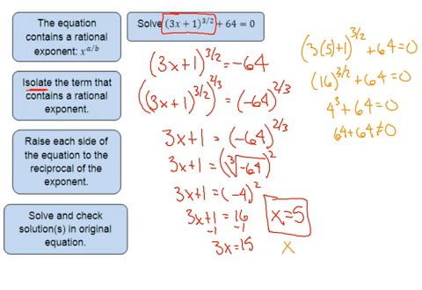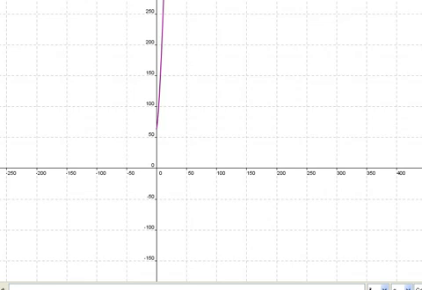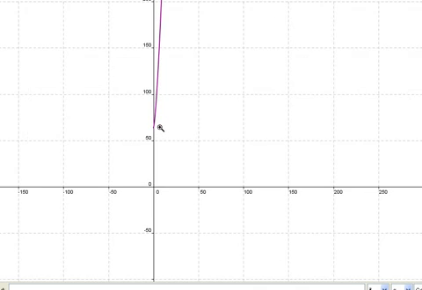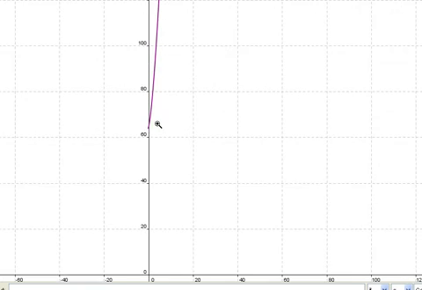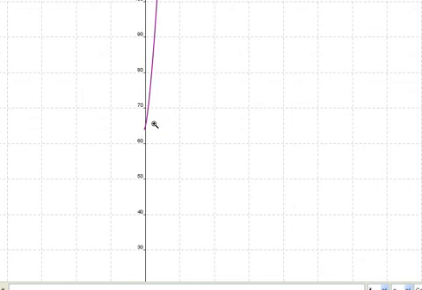When I checked my work, I plugged 5 back into my equation here, and I get 15 plus 1, which is 16. 16 to the 3/2, which is 4 cubed. You get 64 plus 64. That definitely doesn't equal 0. So what that means is I actually have no solutions. When I graph this, it shouldn't cross the x-axis, and I'll show you a graph. Here you can see an example of the graph, and if I zoom in here, it's going to cross the y-axis at 64. But you can see it definitely doesn't cross the x-axis, and we're done.